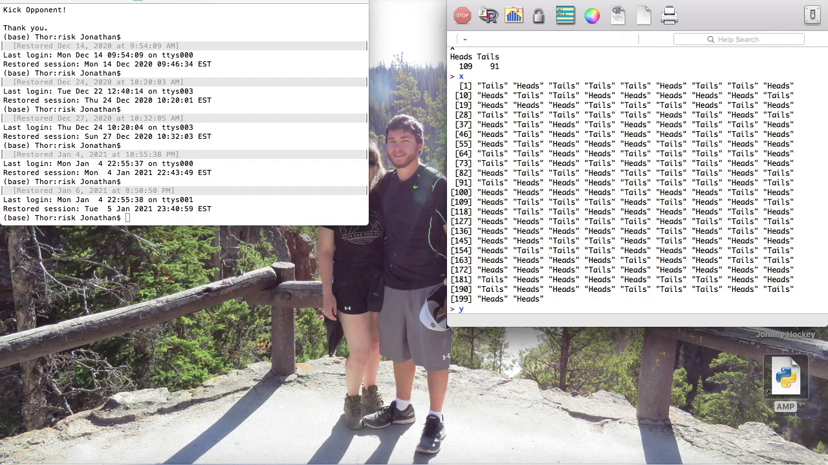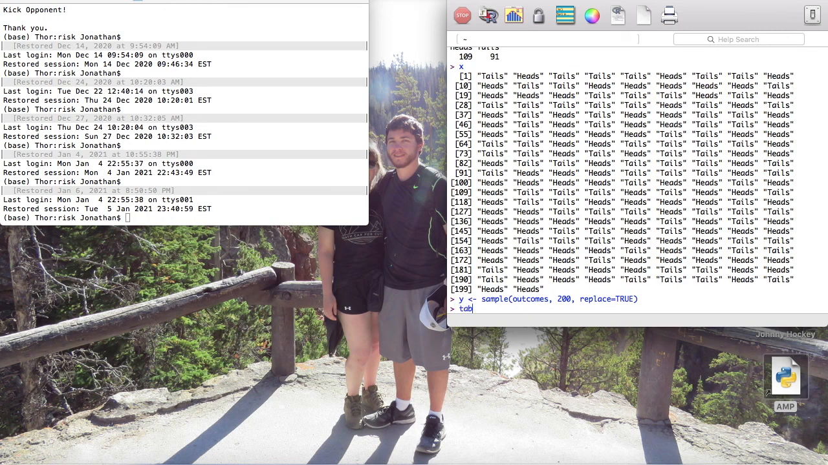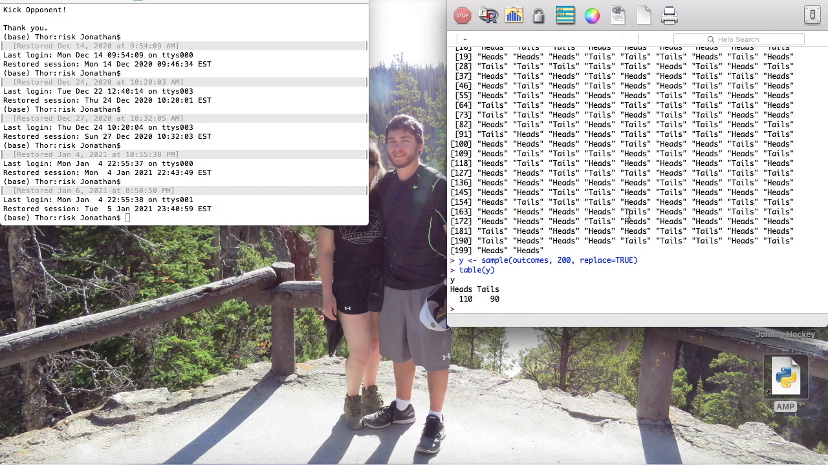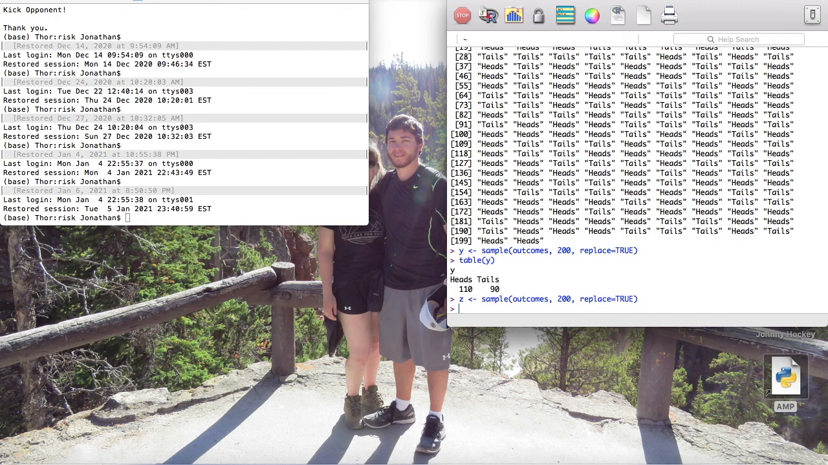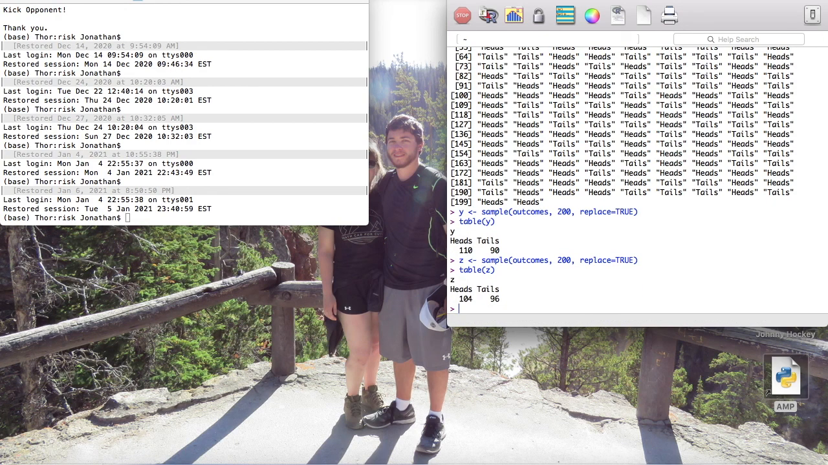Okay, we could do this again. And we could take a table of another draw of 200 coin flips. This time we get 110 heads, 90 tails. Let's see, we could do it a third time. And now we get 104 heads, 96 tails. So again, in that neighborhood of 50% heads, 50% tails.